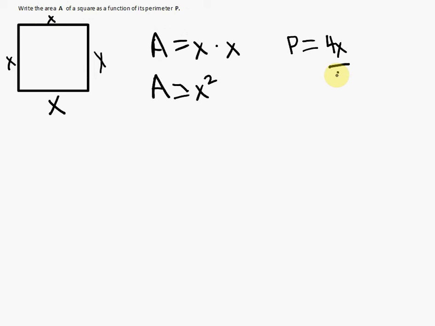We're going to divide by 4 on both sides. x equals P over 4. Or we can just switch it. I know it's more intuitive to read it this way. P over 4. So again, we're just algebraically rewriting P equals 4x in terms of x.